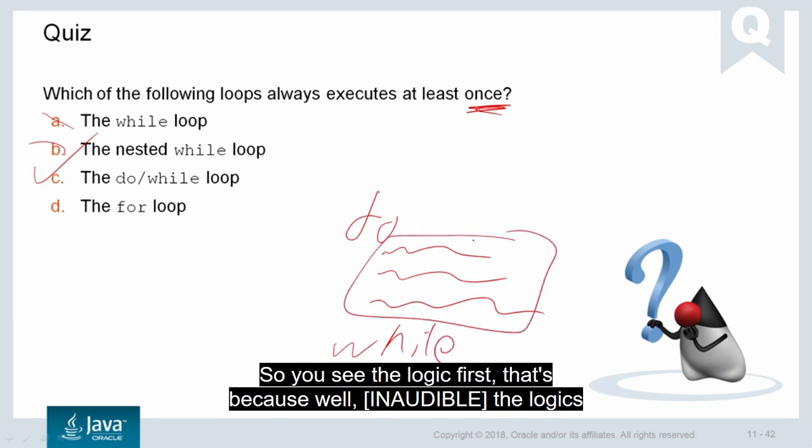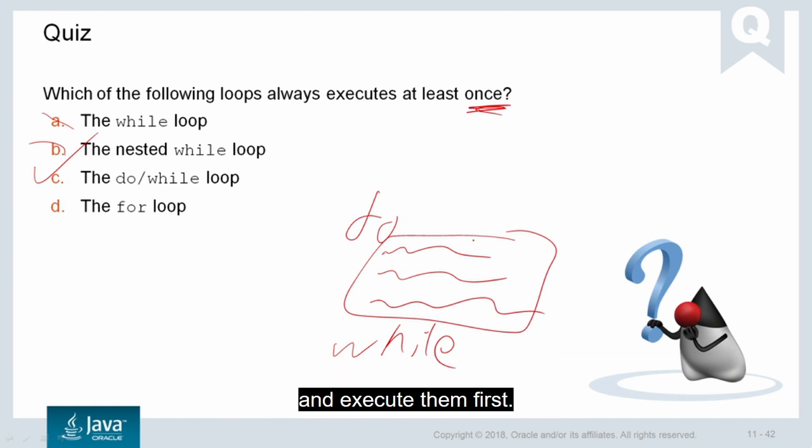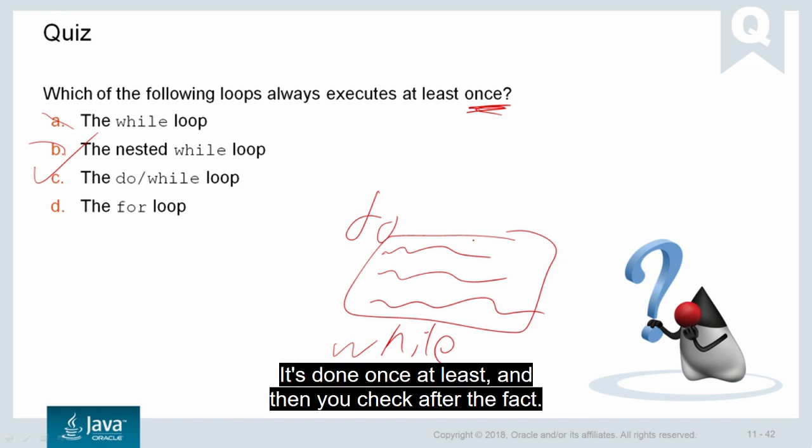So you see the logic first. That's because the logic is going to execute first. It's done once, at least, and then you check after the fact. The loop is going to execute at least once.